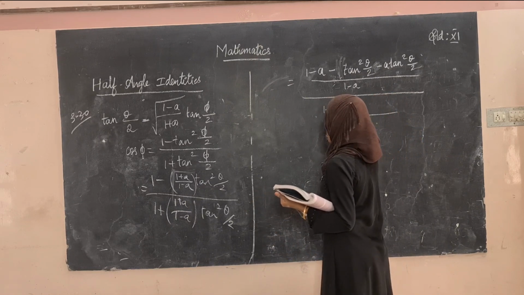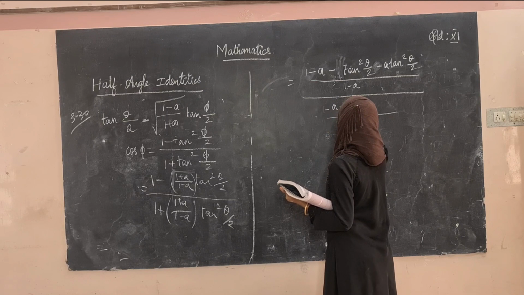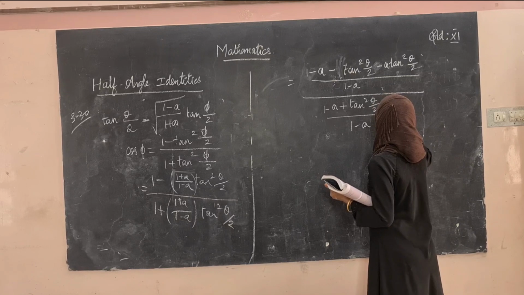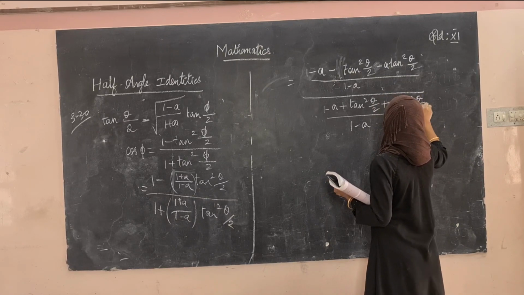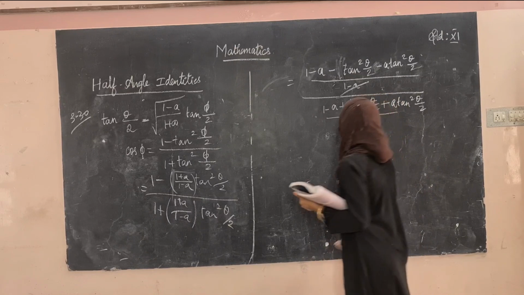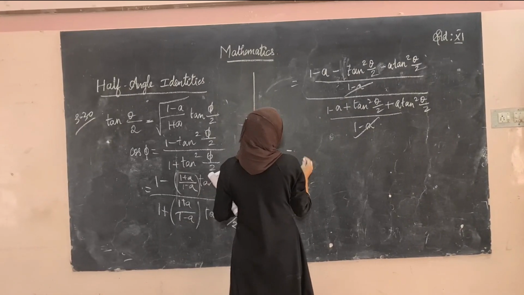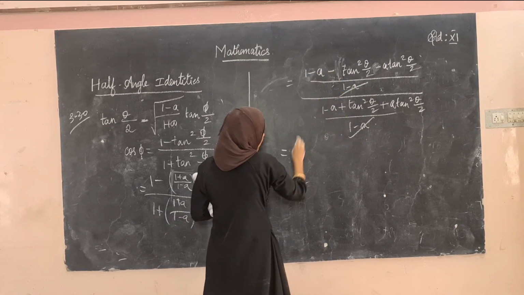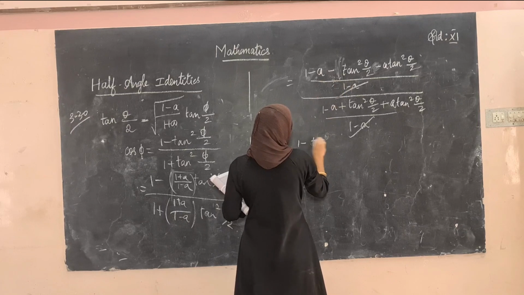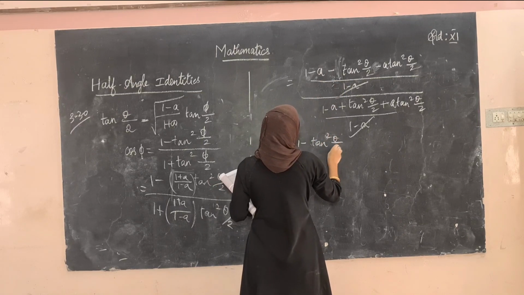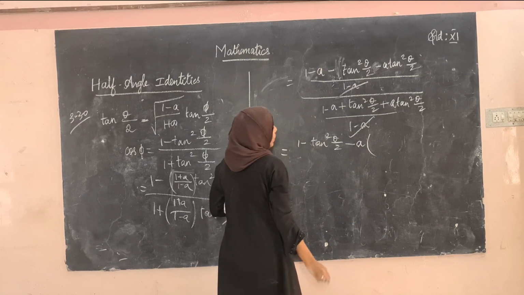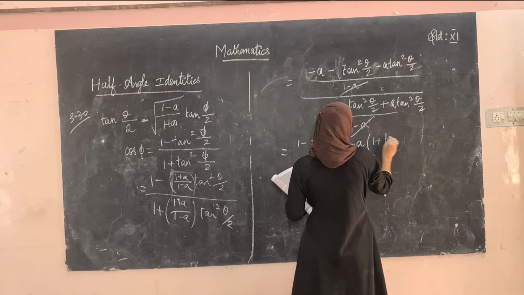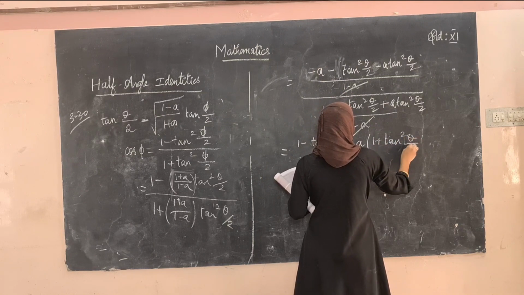Taking LCM, 1 minus a plus tan square theta divided by 2 plus a into tan square theta divided by 2. So this term and this term get cancelled, right? So what will be the remaining terms? Write the common terms that remain. So here it is 1 minus tan square theta divided by 2 minus a. Take minus a common on both sides. Here it is 1 plus tan square theta divided by 2.